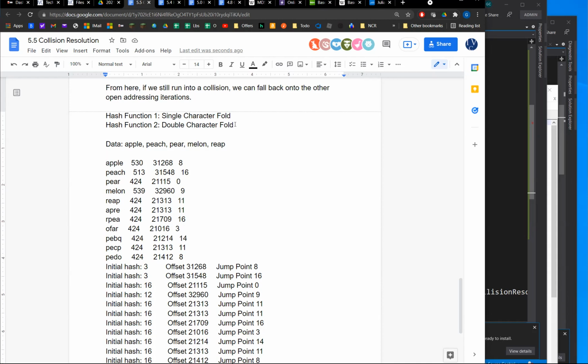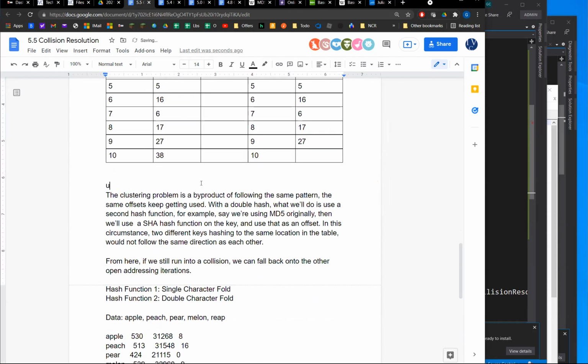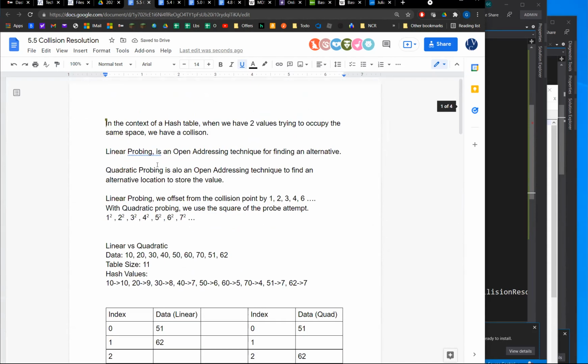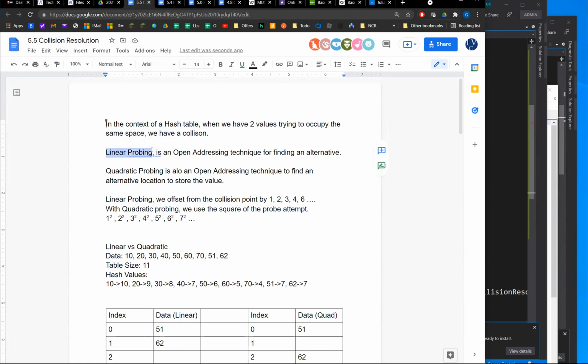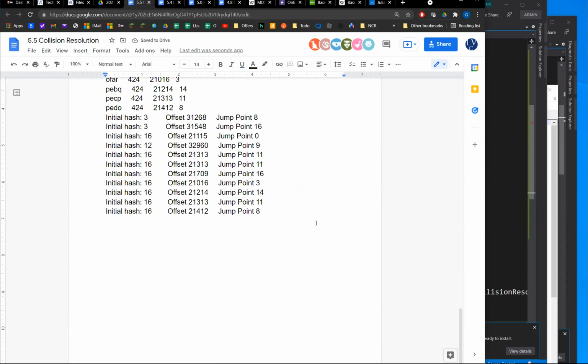All right, so the key thing is 2 different functions, one for where we start, one for how much we're going to offset from that starting point. Double hashing. Got our linear probing, which is a large explanation in the other doc, quadratic. Another way we can go about this is called chaining.